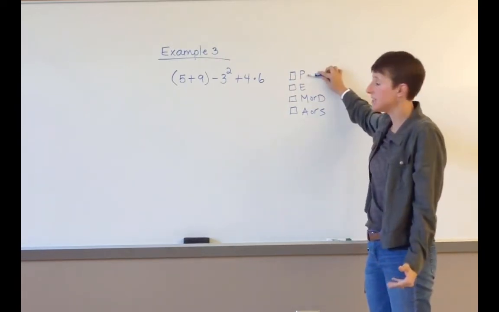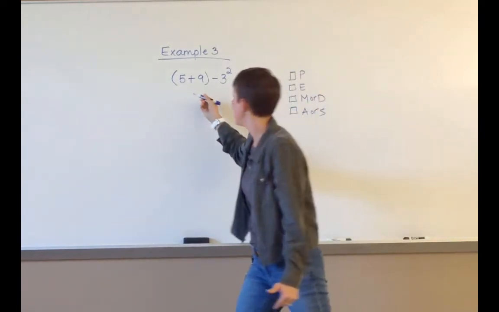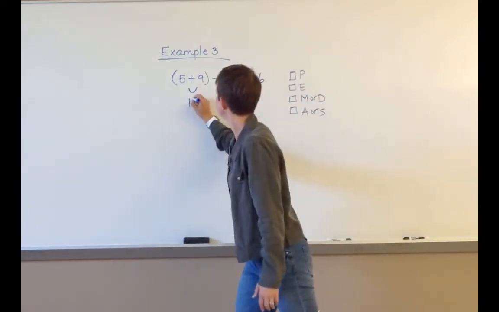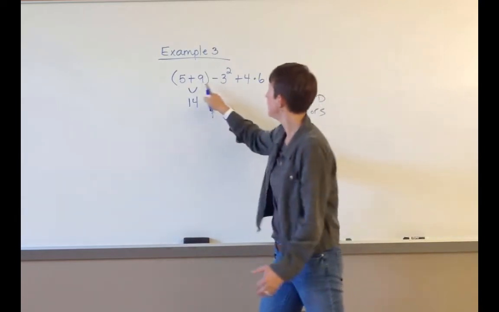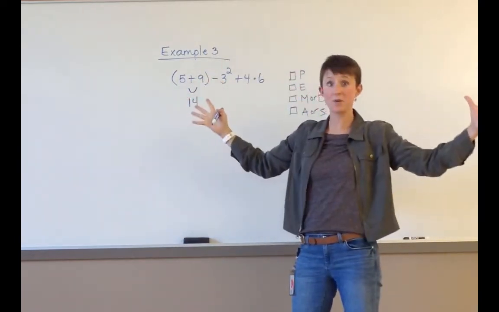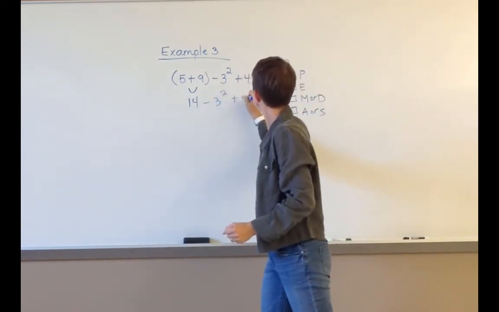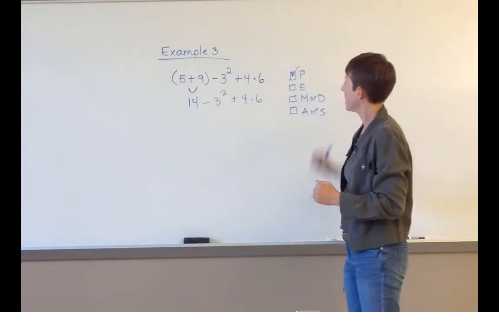Starting with my parentheses, do I have any? You bet I do. Right here. That's where I need to begin. 5 plus 9, that would be 14. Filling in what I haven't done. Since I simplified everything inside the parentheses, they come off, so I don't need to include them anymore. No more parentheses, I can check that off.